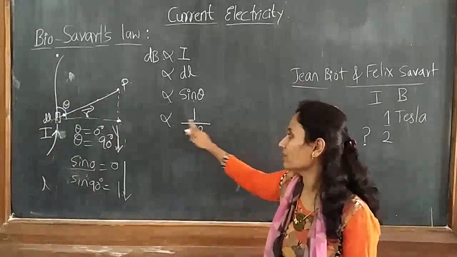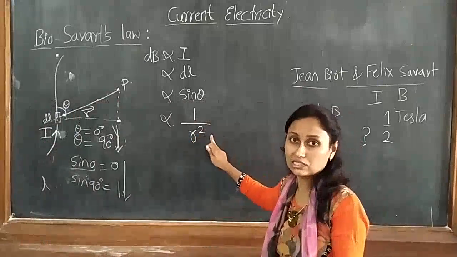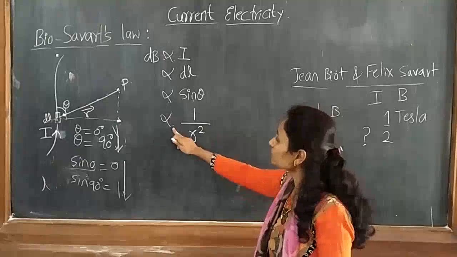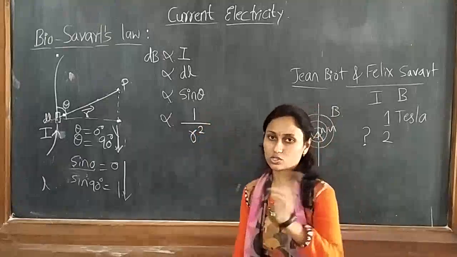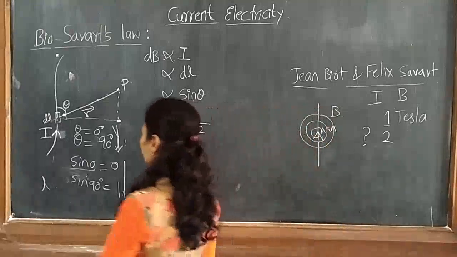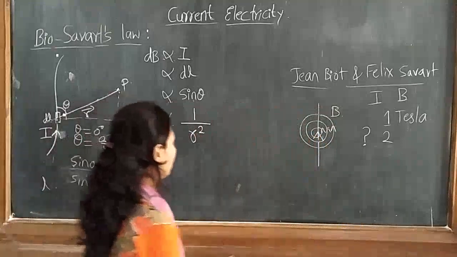And the last point, it depends upon the distance of that point, which is inversely proportional to the square of the distance. So this is on what factors it depends.